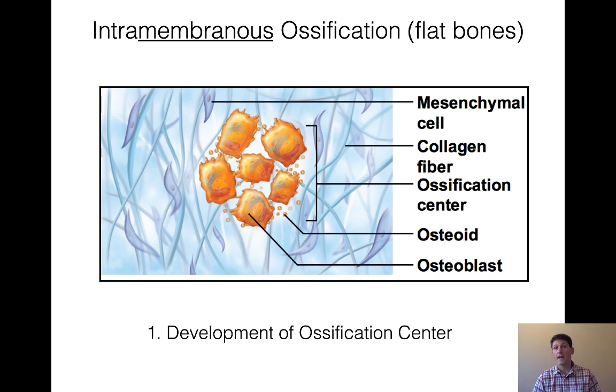So first let's look at intramembranous ossification. Intra, within, membranous, membrane, ossification, bone formation, right? So we're going to have bone formation within a membrane. Now this is going to form most of our flat bones in our bodies. So when we think of our cranial bones or our ribs, we're starting as membranes that eventually become bone. Now within those membranes, we have mesenchymal stem cells.